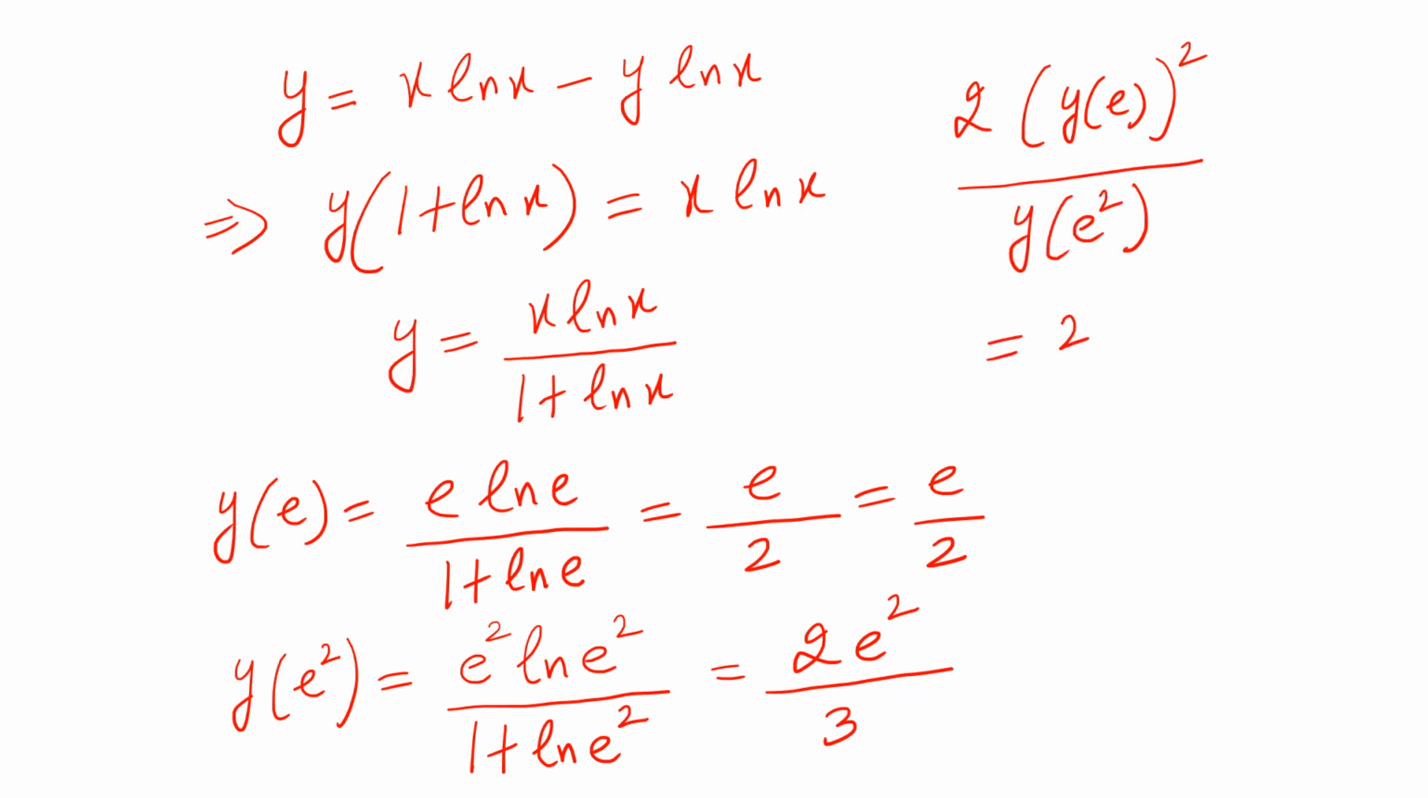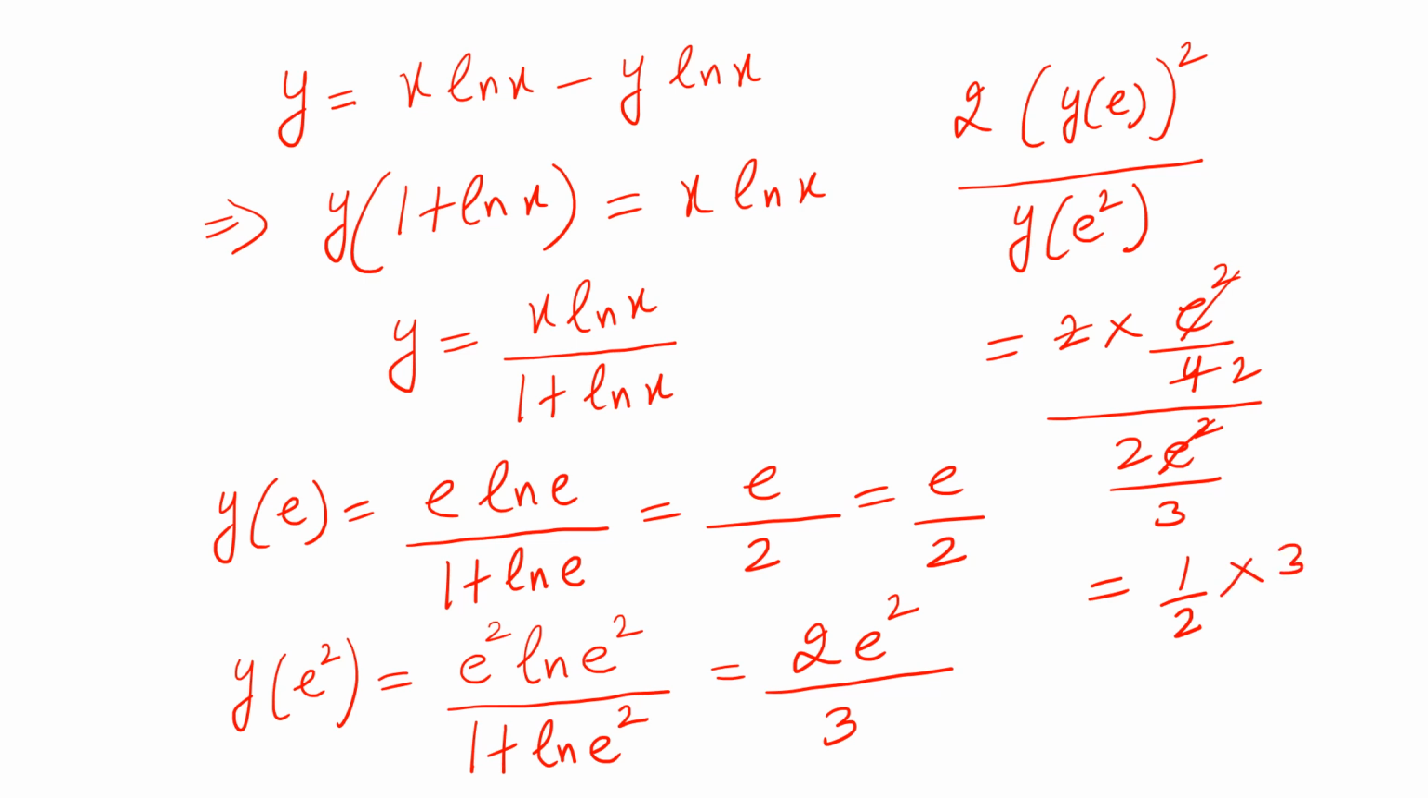So this becomes equal to 2 into y of e square, which becomes e square divided by 4, whole divided upon y of e square, which is 2e square by 3. Now e square gets cancelled, and finally we get 1 upon 2 into 3 upon 2, and this is 3 upon 4, and in decimal form it becomes 0.75. So 0.75 is the correct answer of this question.